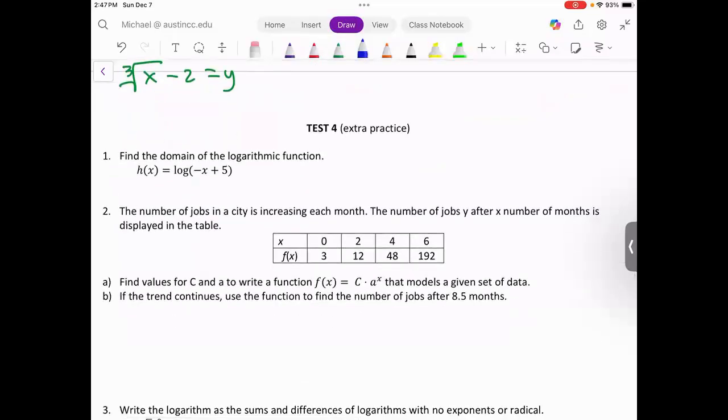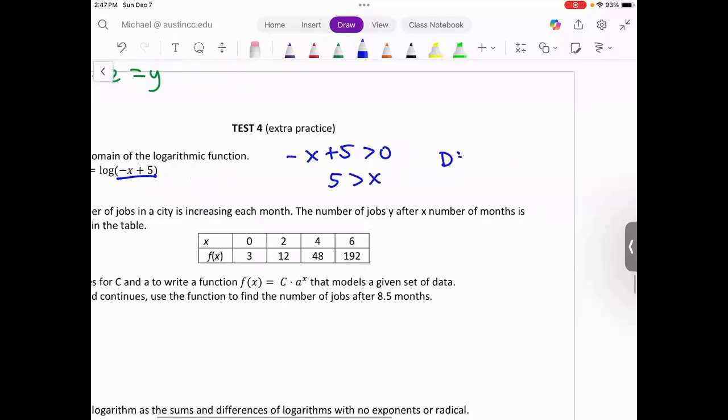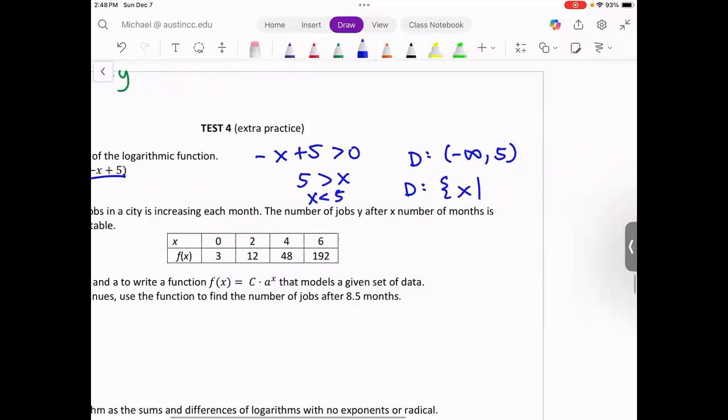To find the domain of a logarithm, we set the argument greater than 0 and solve for x. So here we just have negative x plus 5, call that greater than 0. Here we can just add x to either side, and we get 5 is greater than x. Normally we'd write it as x is less than 5. If we wrote that in interval notation, that would be from negative infinity to 5. Or if we wanted to do set builder notation, x such that x is less than 5.